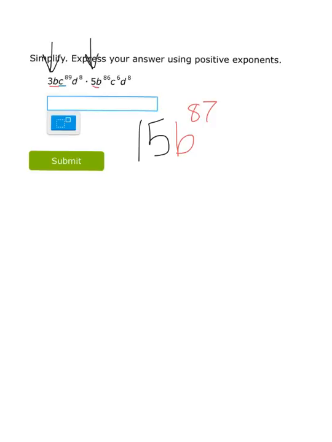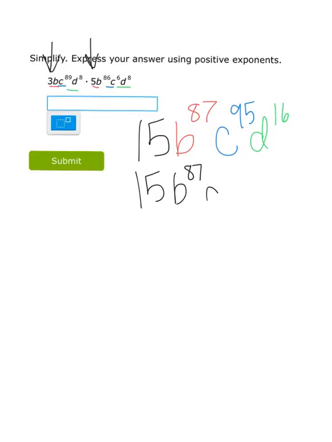And then now we're going to look at the c, because that's the next variable. c to the 89 times c to the 6. We would just add 89 and 6 together, and that would be c to the 95. And then the last one, the d's. d to the 8 times d to the 8. I would end up adding 8 plus 8 and get d to the 16. So my final answer would be 15 b to the 87 c to the 95 d to the 16.